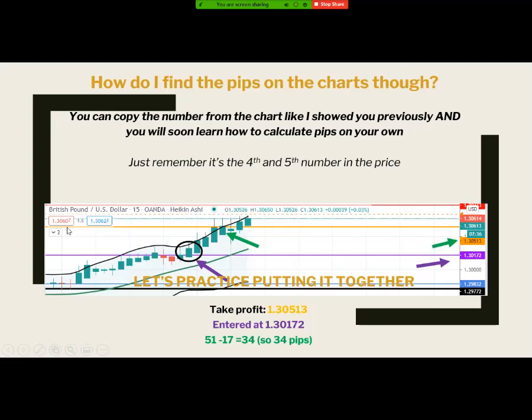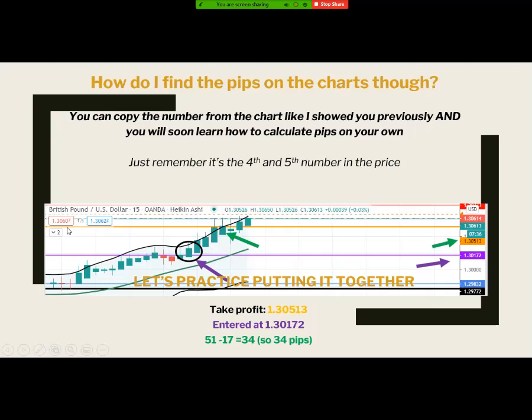But let's say, just for calculating it, I get in here, and I think it's going to go to this gold line, right? Your gold line's number matches the line. You see that, right? So if I entered here at 17, these are my pips. We don't care about all the other numbers in the front or in the back. We just want the pips. If I entered at $1.30 and 17 pips here, and my take profit, my goal, is right here, this number, this line, this area.